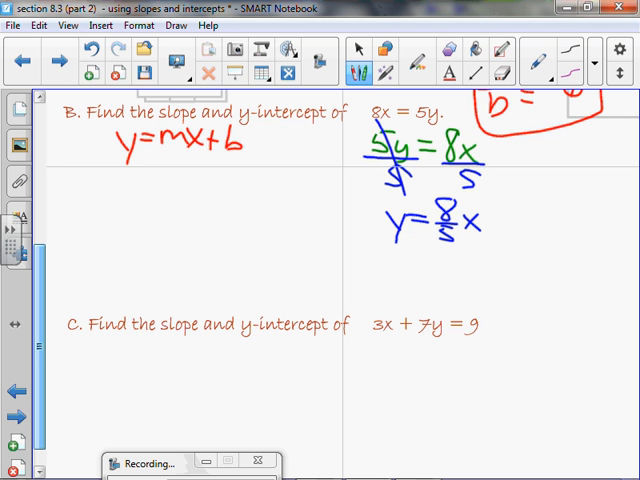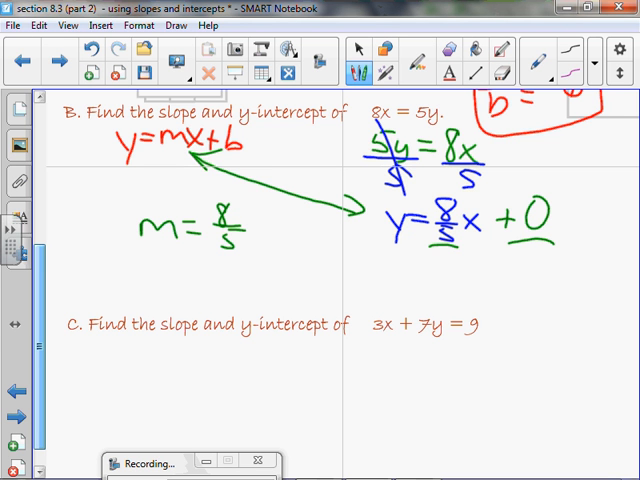Clearly, your slope is going to be what? 8/5 is your slope. But what is your y-intercept? 0. It's not there. So what this really was, we don't write it, but what we really have is plus 0. And now this and this are in the same form. And you know that m is 8/5, and your y-intercept, b, is 0.